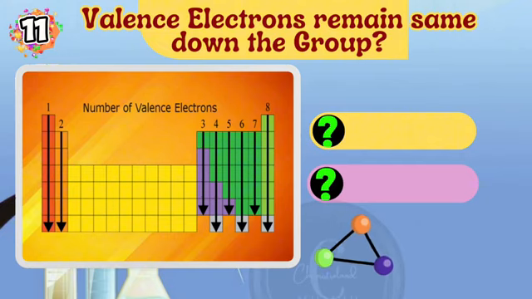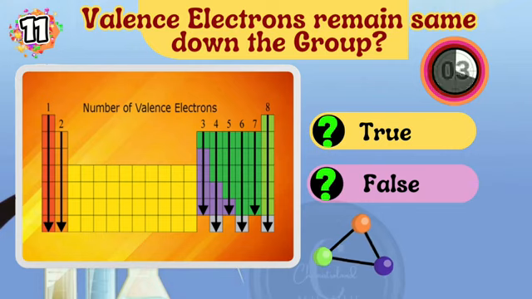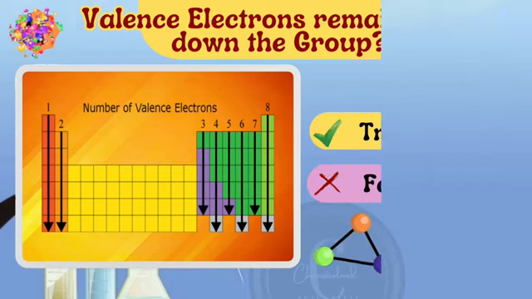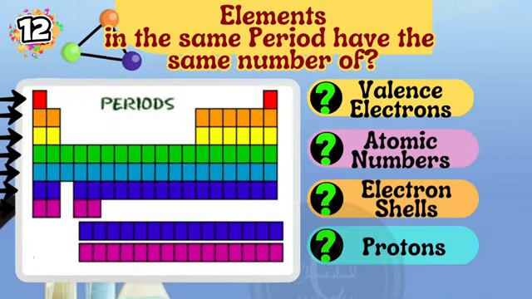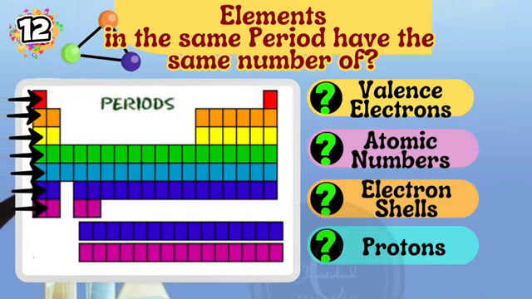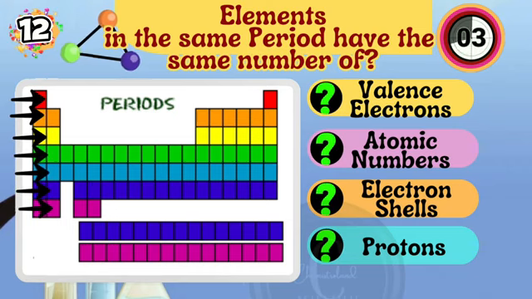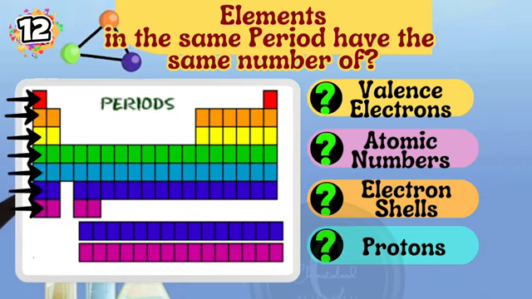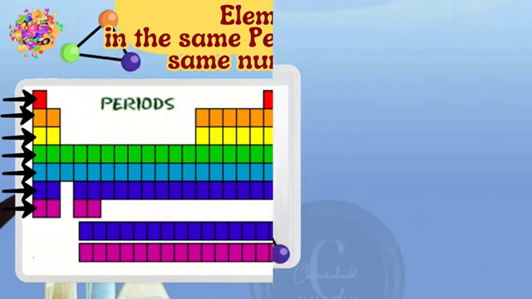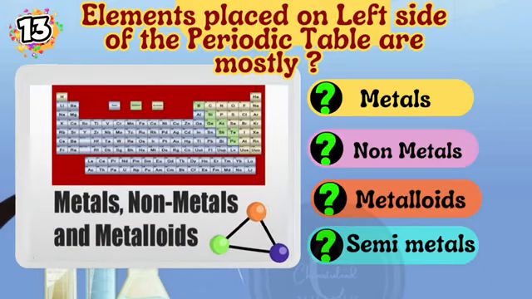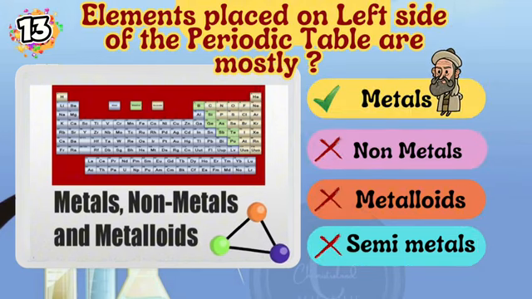Valence electrons remain same down the group. Is this statement true or false? Yes, it's true. Elements in the same period have the same number of... electron shells is the correct answer. Elements placed on the left side of periodic table are mostly... metals are placed on the left side of the periodic table.